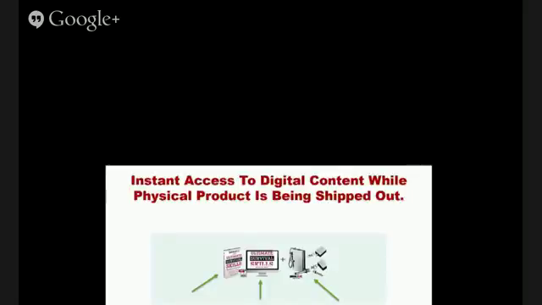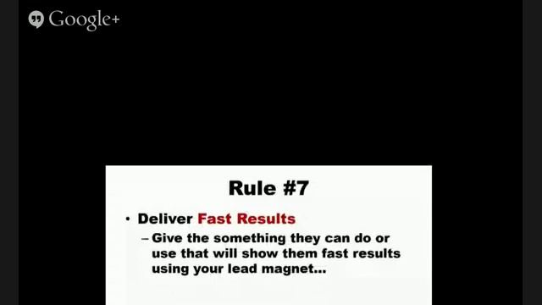I gave you some great content. Now check this stuff out. Gives you opportunities to sell more stuff. Rule number 7, deliver fast results. Give them something that they can do or use that will show them fast results using the lead magnet.